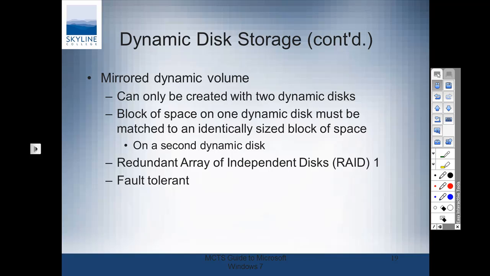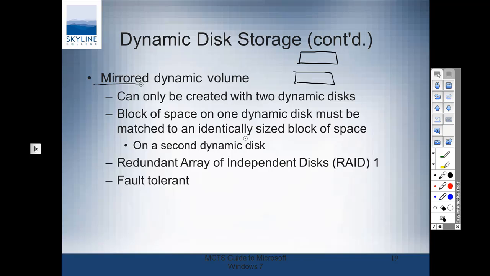A mirrored dynamic volume can be created with 2 dynamic disks, and what we're doing there is taking 2 disks, and one's going to be a mirror image, a copy of the other one. In this one, you have to do 2 reads and 2 writes. Now, there's 2 ways that these things are configured. One of them is mirrored, and the other, whether we duplex it or not.